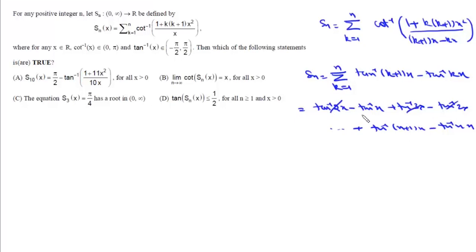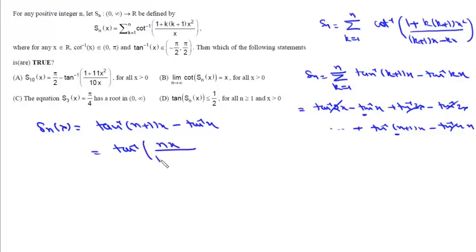Now since this second one here, in the end, it will be this term. So we can write this Sn as tan inverse (n plus 1)x minus tan inverse of x, or we can write this as tan inverse of nx upon 1 plus n(n plus 1) x square. So that's a function Sn(x).